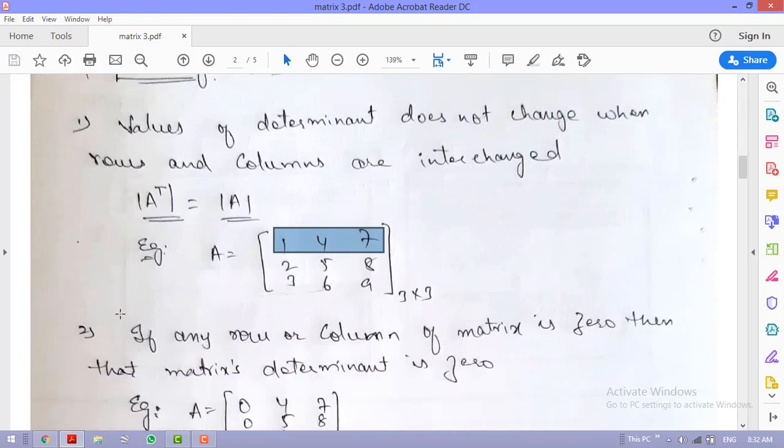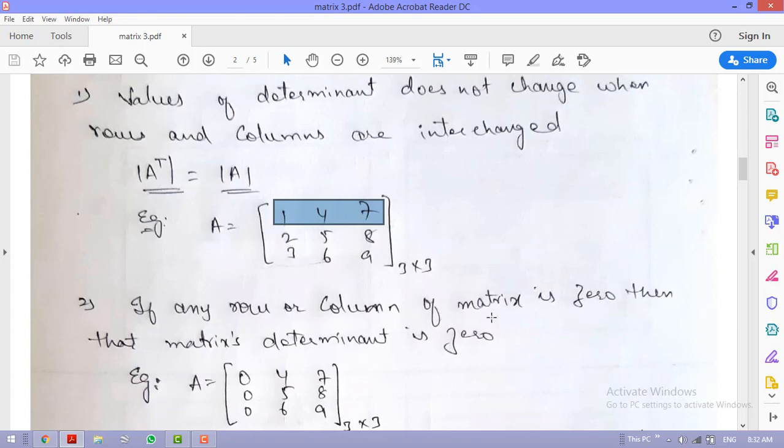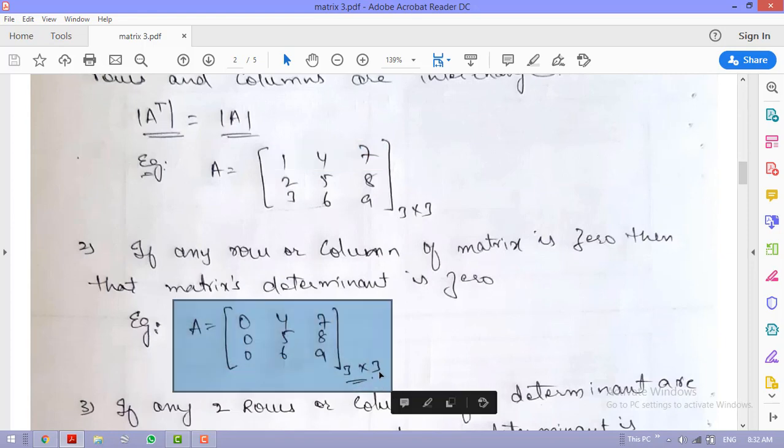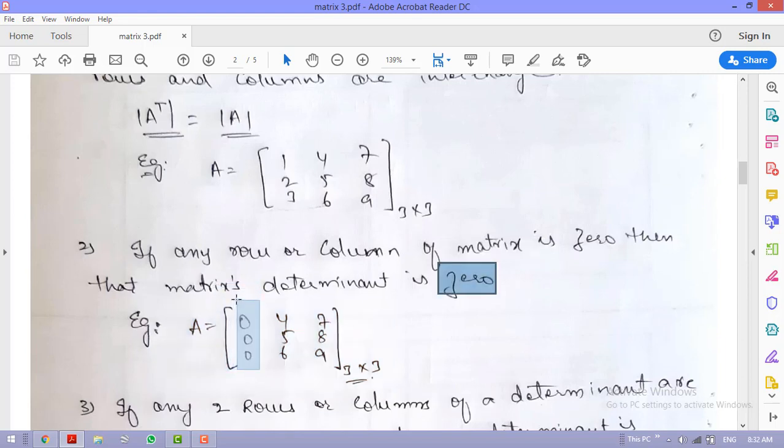Let us see the second property. If any row or column of a matrix is 0, then the matrix determinant is 0. Yes, that is true. You can find this question in many exams of GATE in many different branches. Like here we have one column as 0, or if it had been one row as 0, then the determinant of the whole matrix will be equal to 0.